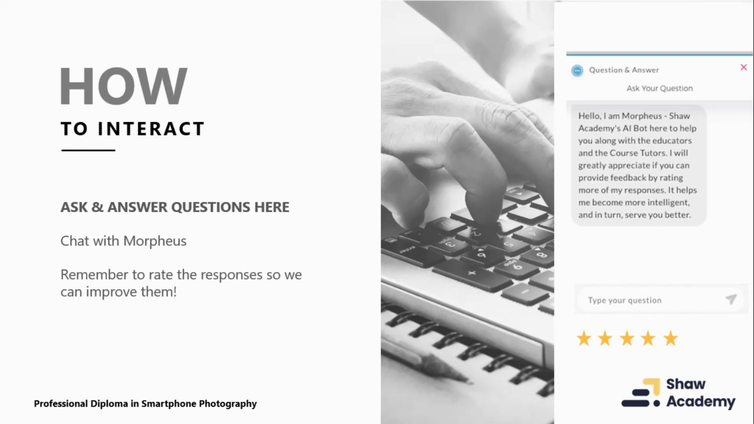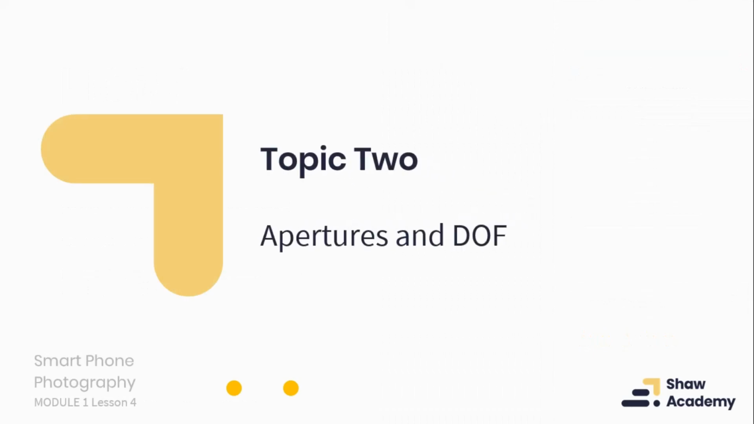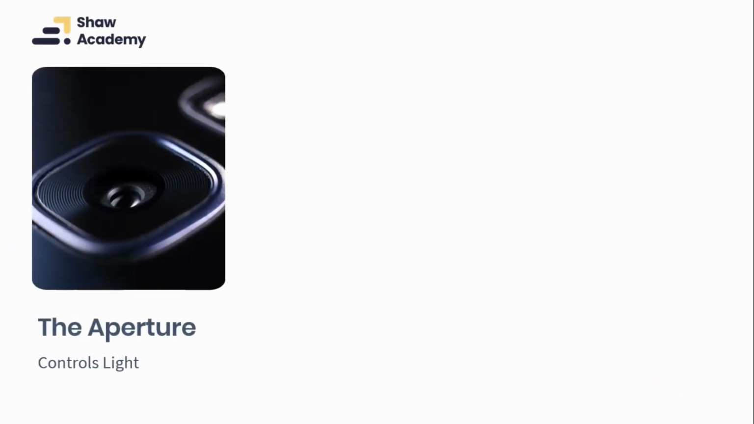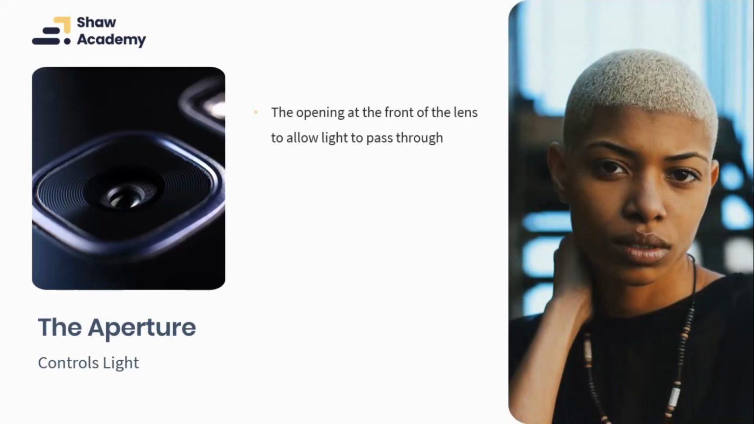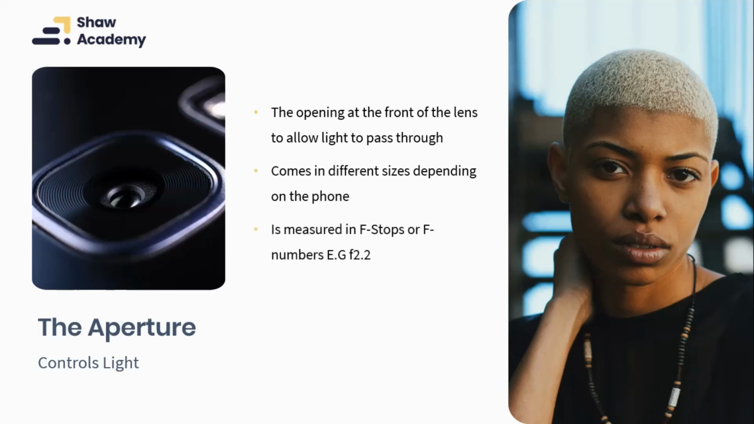Now, moving on to our second topic, it is time to talk about apertures and depth of field. And certainly we've spoken plenty about apertures already throughout this course, but just a very, very quick recap on some of the more important points regarding our apertures. We know that the aperture controls the volume of light coming into the photograph. So it's actually in the lens. It allows light to pass through and reach the image sensor. It comes in different sizes depending on the phone and is measured in f-stops or f-numbers, for example, f2.2, f2.4 and so on, which are probably the most common f-stops when it comes to our phones.